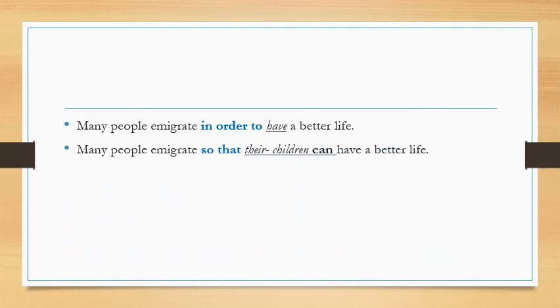This example here we use so that, and as I told you, after so that we use the subjects plus modal. Many people immigrate so that their children can have a better life. You can see that their children is the subject, can is the modal, and after can we use bare infinitive, which is have a better life.